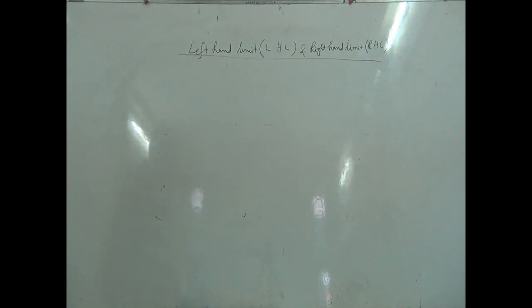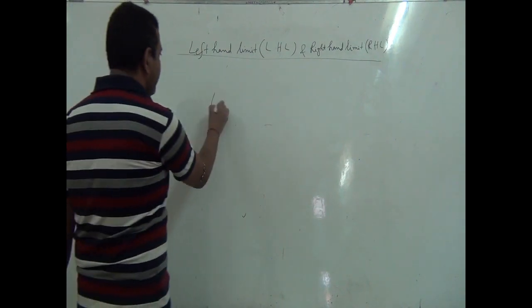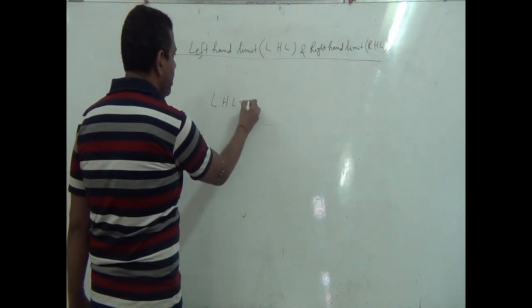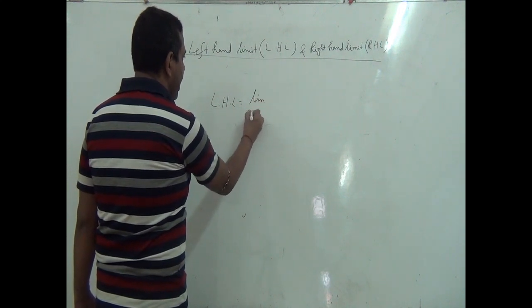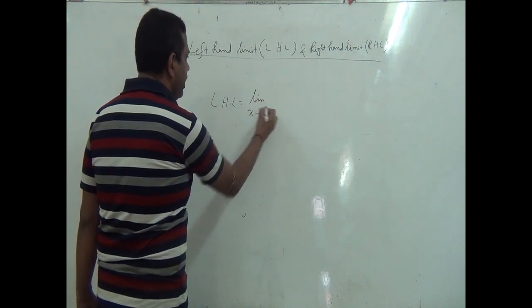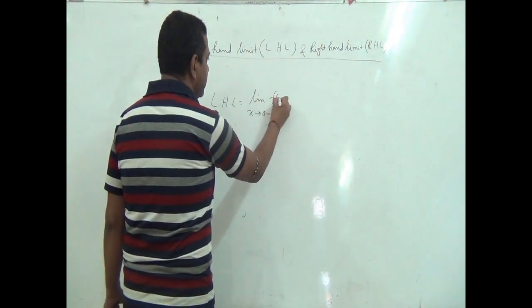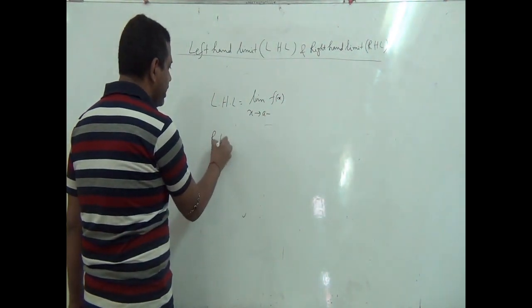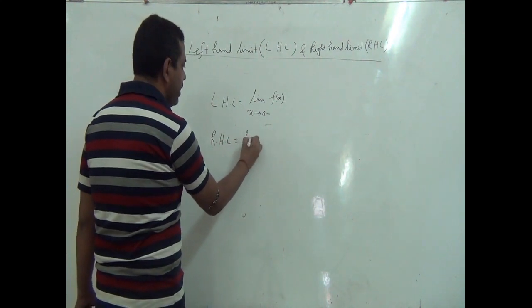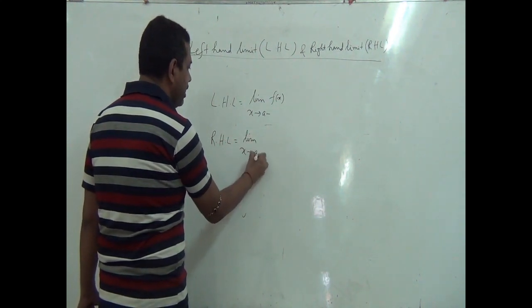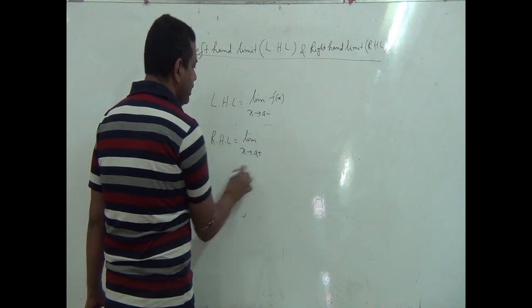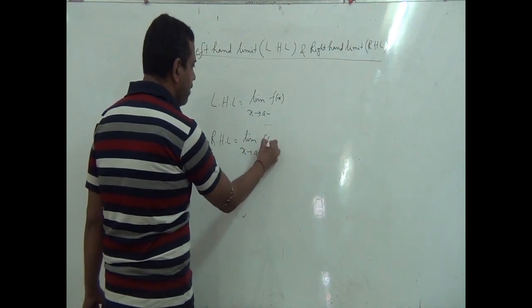Now we move to the left hand limit and right hand limit. What is left hand limit? LHL, limit x tends to less than a, that is left hand side of a, f of x. And what about right hand limit? Limit x greater than a, that is x tends to a plus, f of x.